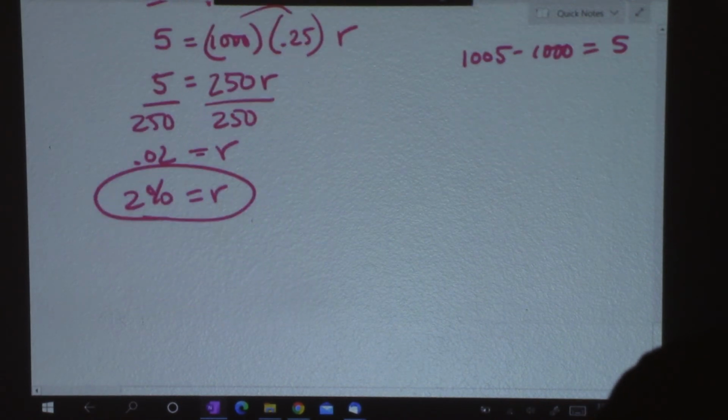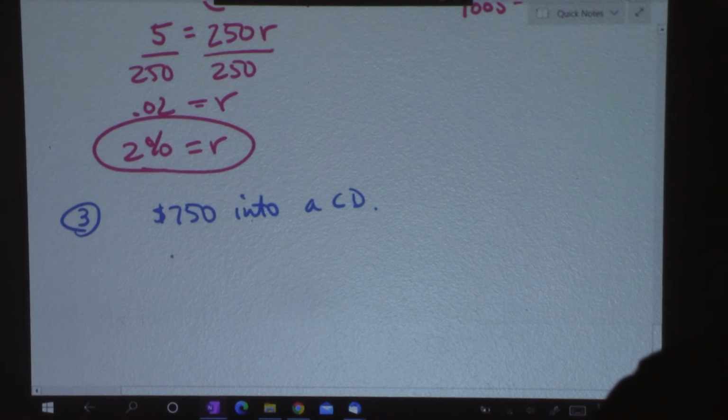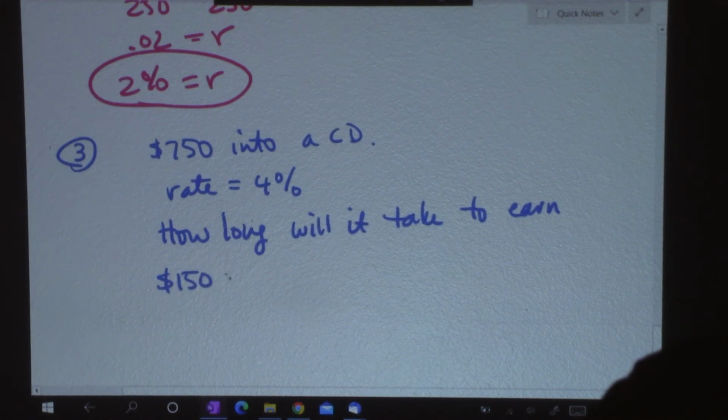Okay, number 3. You put $750 into a CD. Your simple annual interest rate is 4%. You receive a check for interest. How long will it take to earn $150 in interest? Okay, so what am I trying to find here?